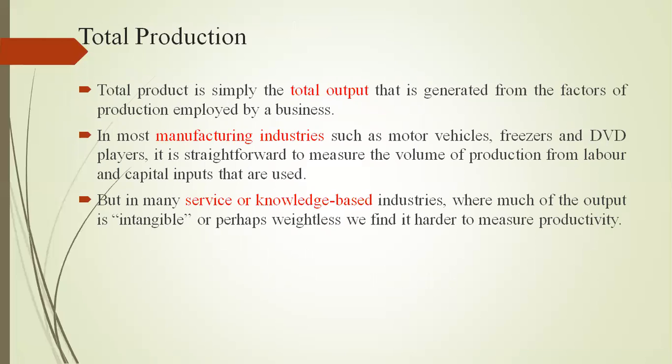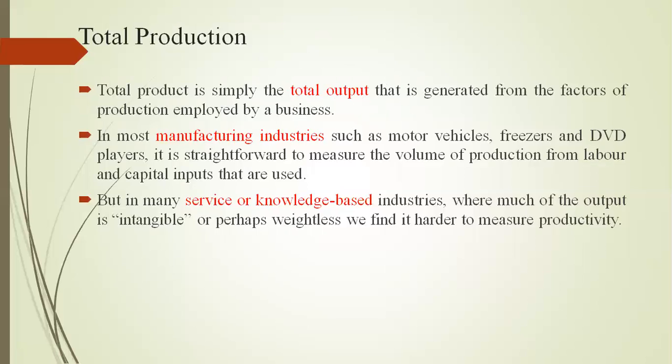Next concept is total production. Total production, average production, and marginal production are the same concepts which we learned in utility. There we discussed total utility, average utility, and marginal utility. The basic concept is the same for both. So total production is your total output. Simply, it is the total output that is generated from the factors of production employed by a business. So how much total output is coming, that is called your total production.